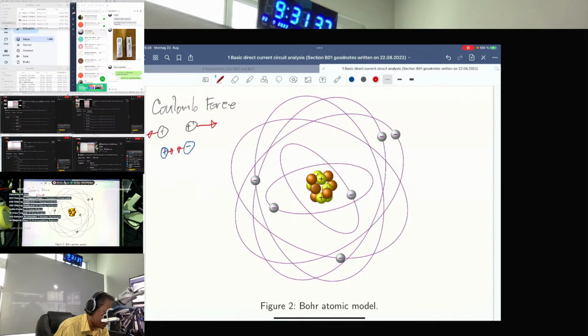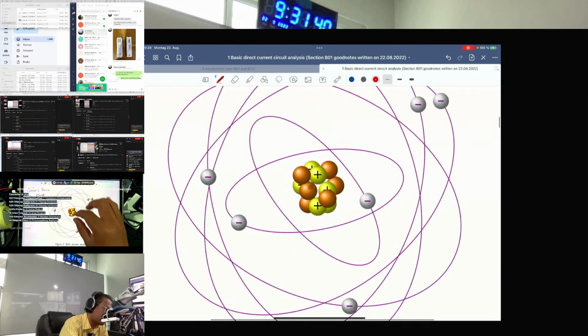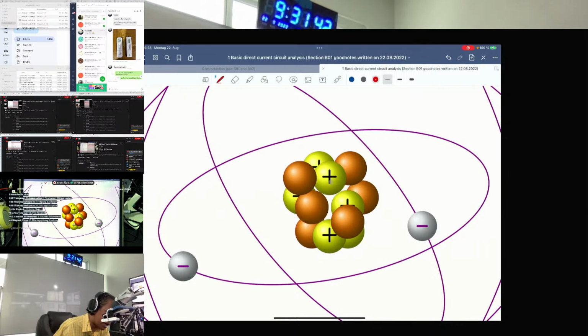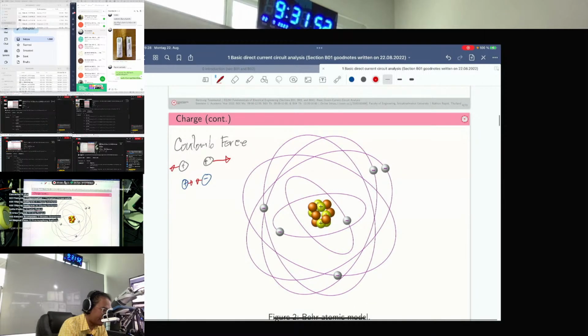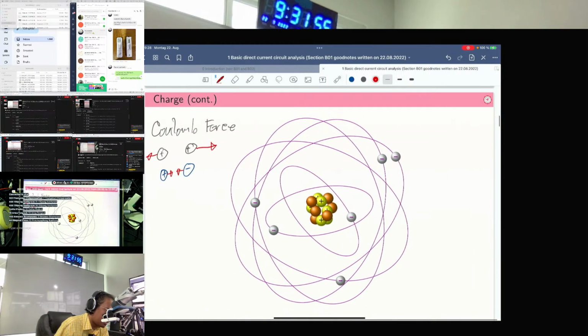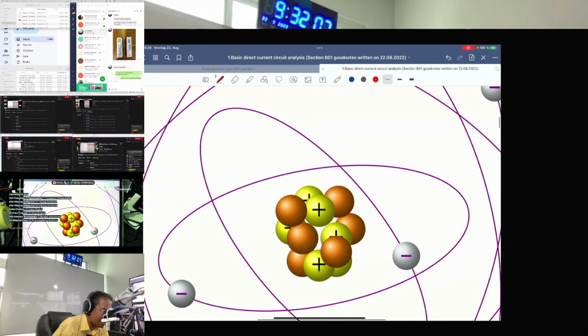But let's have a look at the nucleus here. You have the same kind of charge, which is positive charge. Of course, according to the Coulomb force, there will be a repulsive force. Proton will try to push another proton away from the nucleus, right?